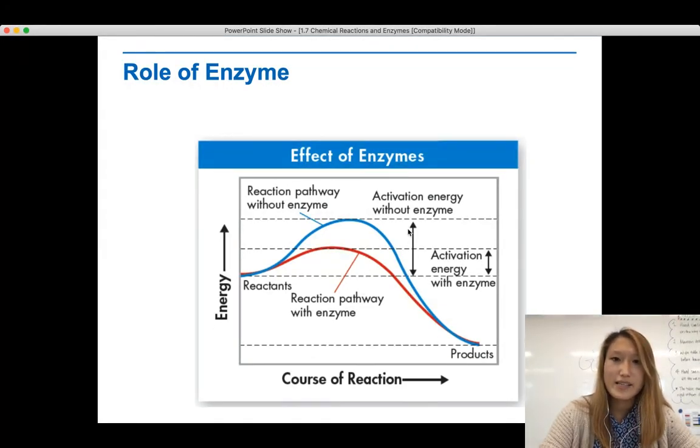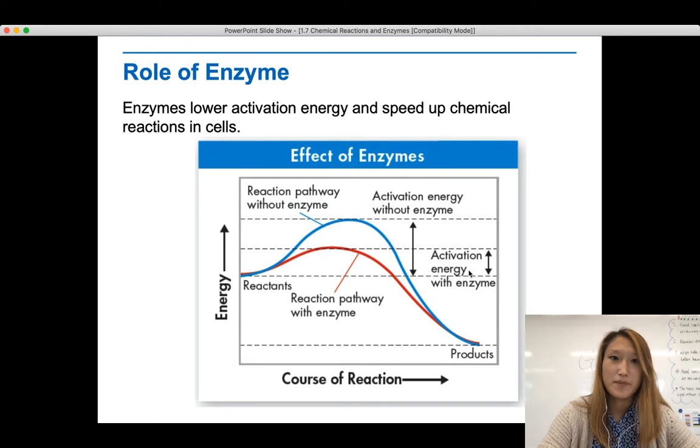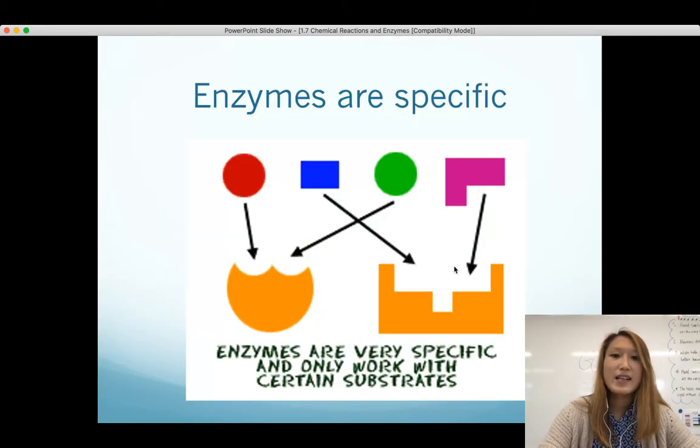And then you can see again, activation energy without enzyme is higher than the activation energy with an enzyme. So again, enzymes speed up the chemical reaction by lowering the activation energy. Okay, moving on. Enzymes are specific.